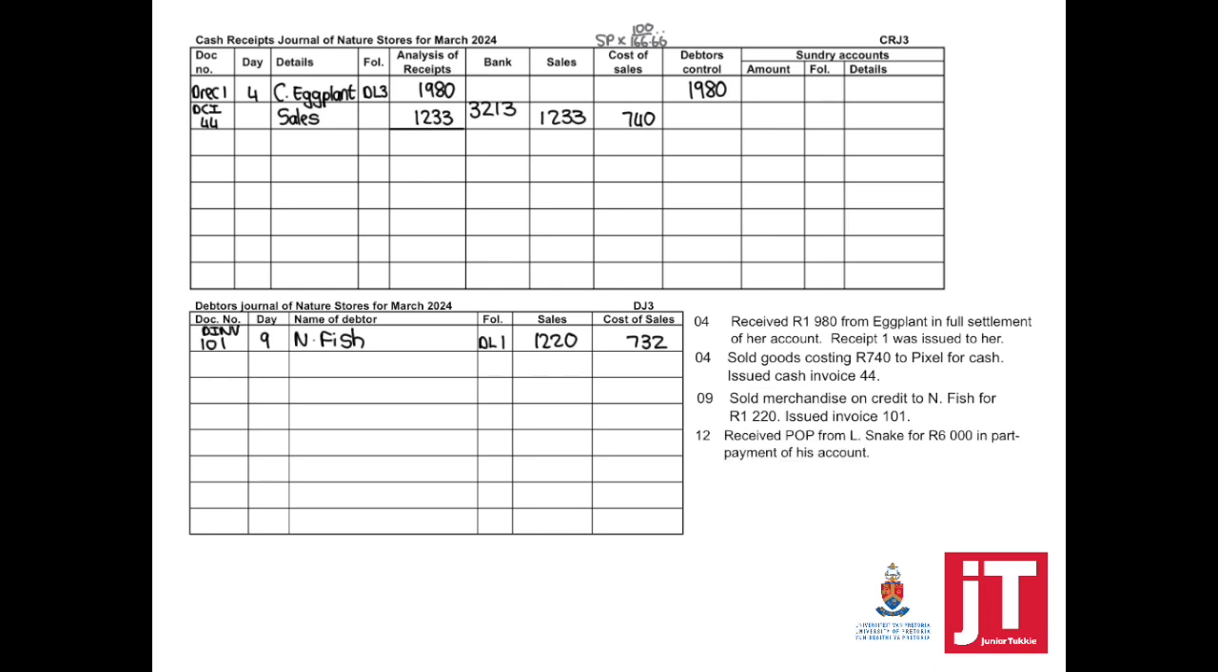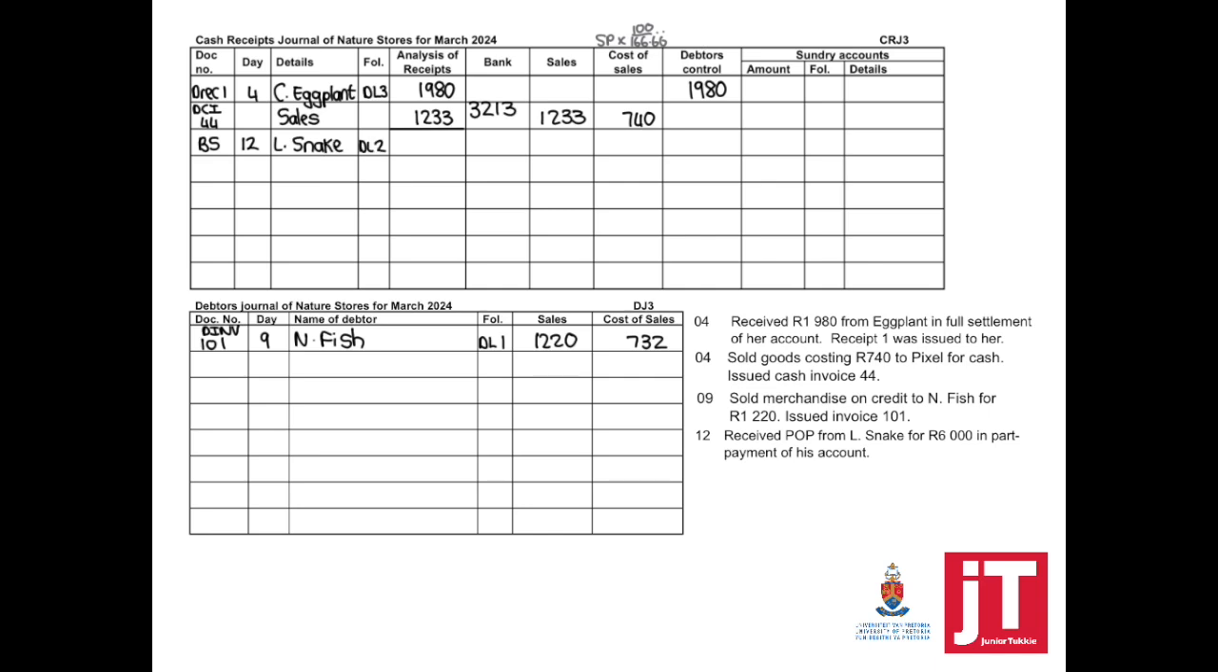Day 12, received proof of payment from L Snake for 6,000 in part payment of his account. So he didn't settle it in full, he only settled some of it. If the business receives money, this goes into a cash receipts journal. If it says received proof of payment, the source document used is a bank statement. This happened on day 12. From whom did we receive the money?